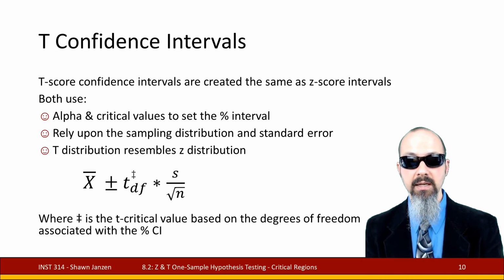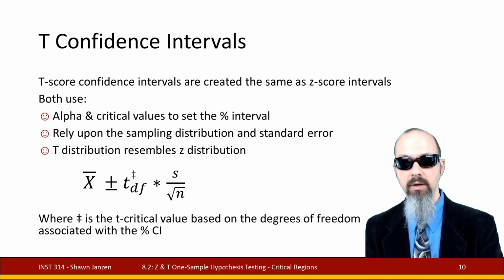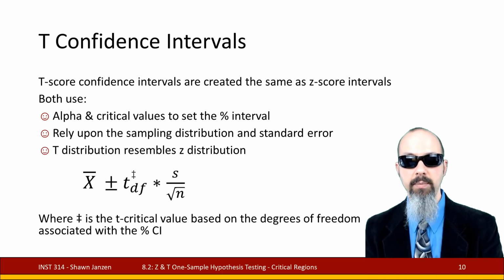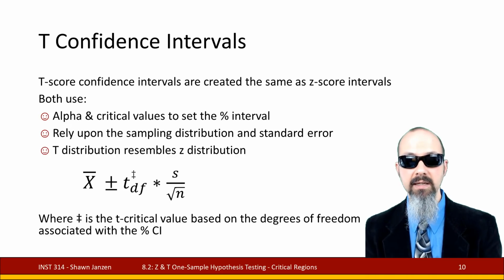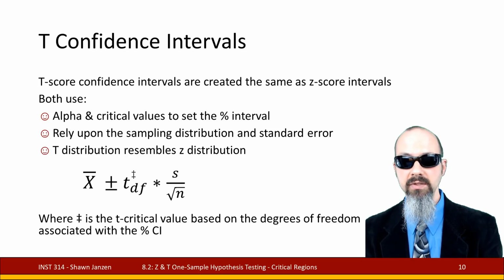Now the t is the critical value that is based on its degrees of freedom at a given level of alpha. So the t-critical score is going to change based on the degrees of freedom and the critical alpha. It's also multiplied by the standard deviation over the square root of n, and that becomes the margin of error, plus or minus x bar. Otherwise, it's pretty much the same as the confidence interval for z-scores. Interpretation and everything else is exactly the same.